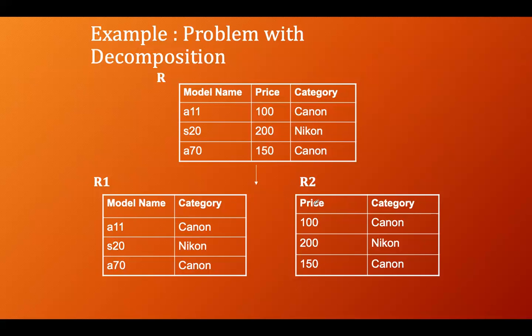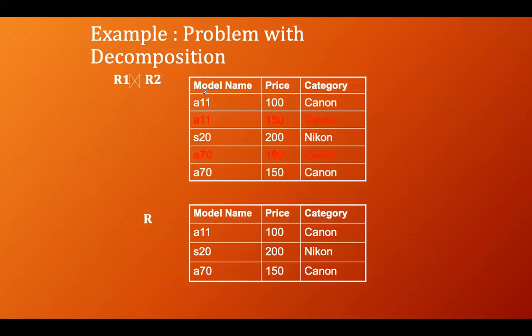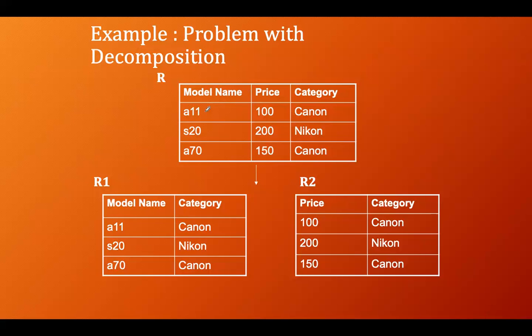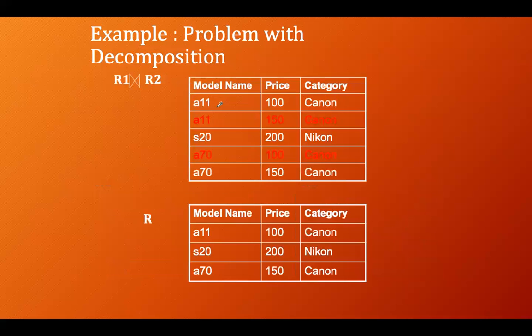Now it looks good, but the problem is that while finding the relation R again, it will be a problem. How? If we make a union of R1 and R2, we'll get some extra tuples. These are the extra ones that we'll get: A11 150 Canon. Do we have A11 150 Canon? No, we have only one instance of A11. Here we are getting two instances of A11, in which this instance is extra, so we are getting false information here.